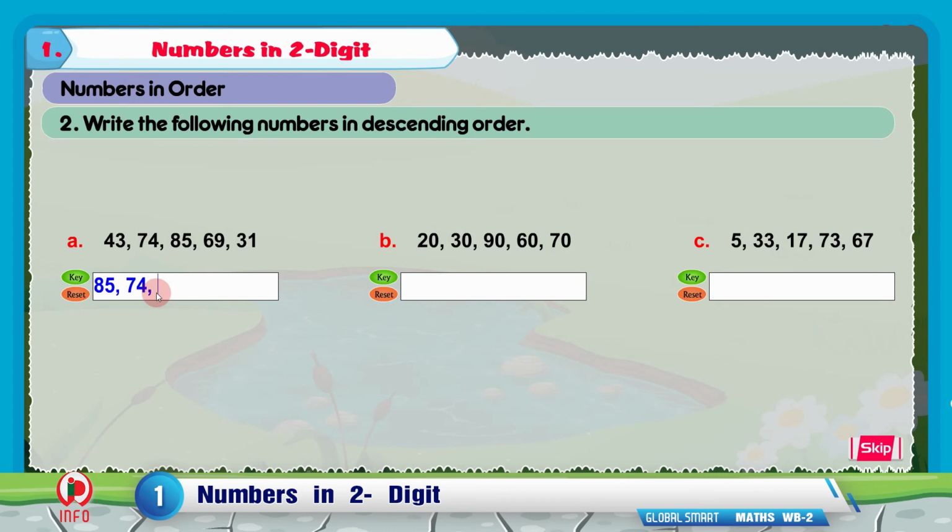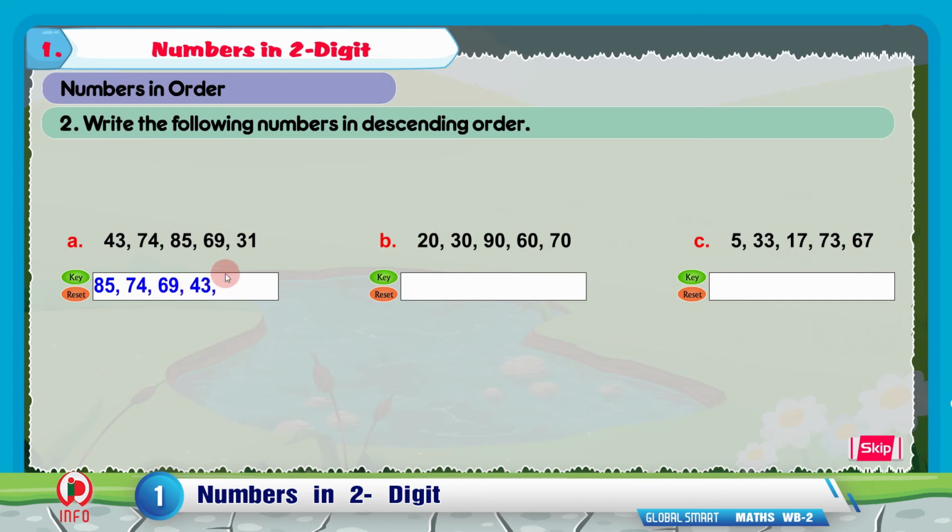Now the next we have here 4, 6 and 3. So among these numbers 6 is the greater number. So 69 is the greater number. We will write here 69. Then the remaining are 43 and 31. The number in tens place is here 4 and 3. 4 is greater than 3. So 43 is greater than 31. So we will write here 43.